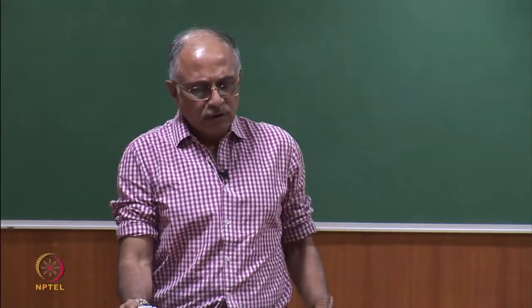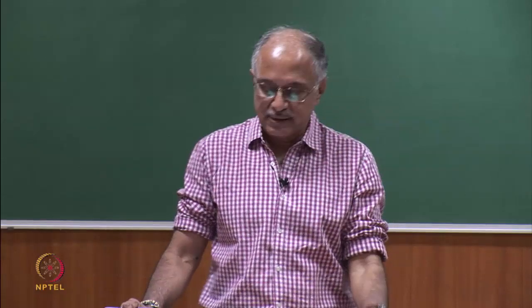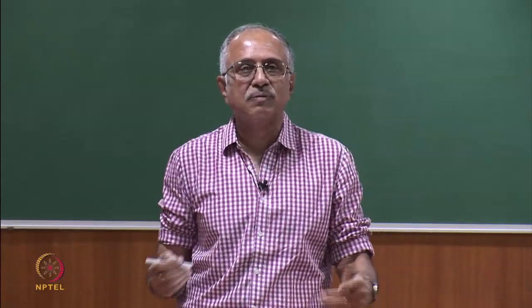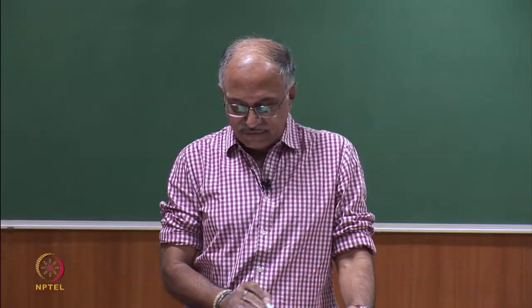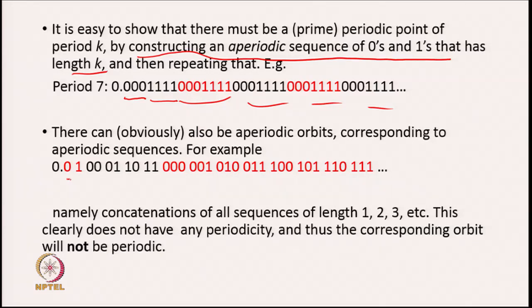More than that, there can also be aperiodic orbits, strictly aperiodic orbits, which correspond to aperiodic sequences. For example, if I start with the following number, which is 0.010001101 1, what you can see over here is that I have taken concatenations of all subsequences of length 1, of length 2, of length 3, and so on and so forth. If I now just keep on extending this, this sequence will have no periodicity. And therefore, if I start with some x naught, which is this particular point, this point will also not be periodic.